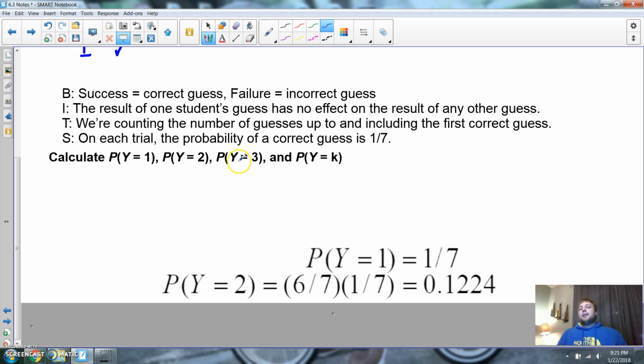Alright, probability of getting it right on the third one. Well, let's see. That means I would have to get it wrong the first time, which is a 6 out of 7. I have to get it wrong the second time, which is a 6 out of 7.